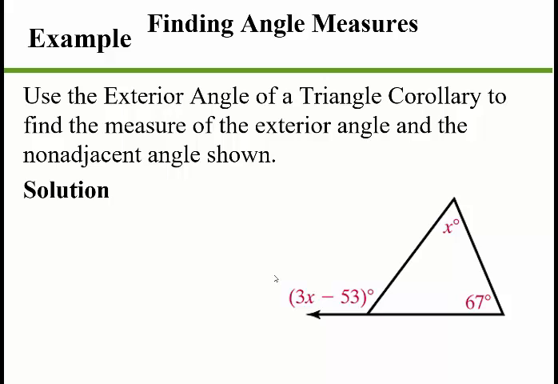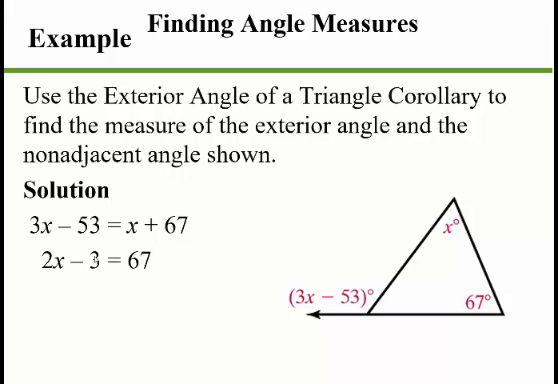All right, let's use another one. So use the exterior angle of a triangle corollary to find the measures of the exterior angle and the non-adjacent angles shown here. So the first thing I'm going to do, using that exterior angle corollary, is say x plus 67 degrees has to be equal to 3x minus 53. So 3x minus 53 is equal to x plus 67. I'm going to subtract the x over.